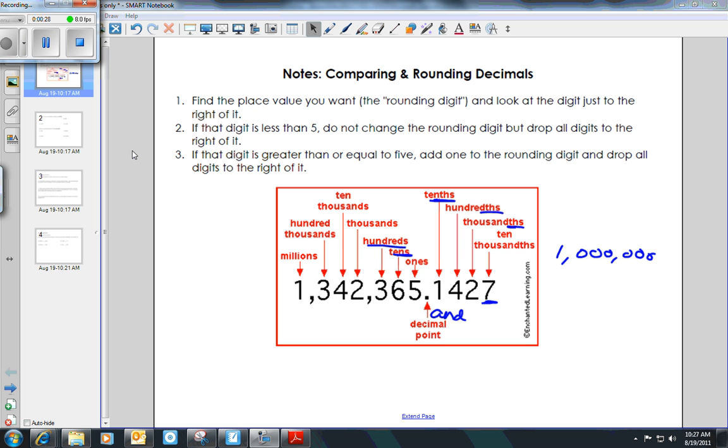On your notes here, number 1 says, if you're going to compare or round decimals, you're going to find the place value you want, or the rounding digit, and look at the digit to the right of it. So let's review what place value means. For place value, we are looking at, as you have learned in the past, ones, tens, hundreds, thousands, 10,000s, 100,000s, millions, and it just keeps going up.